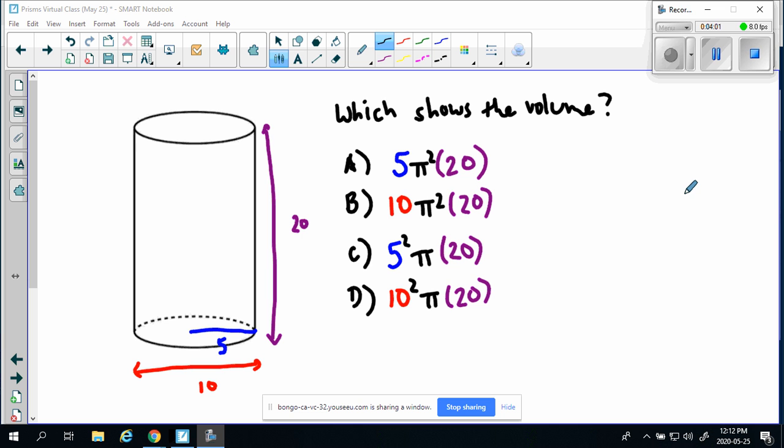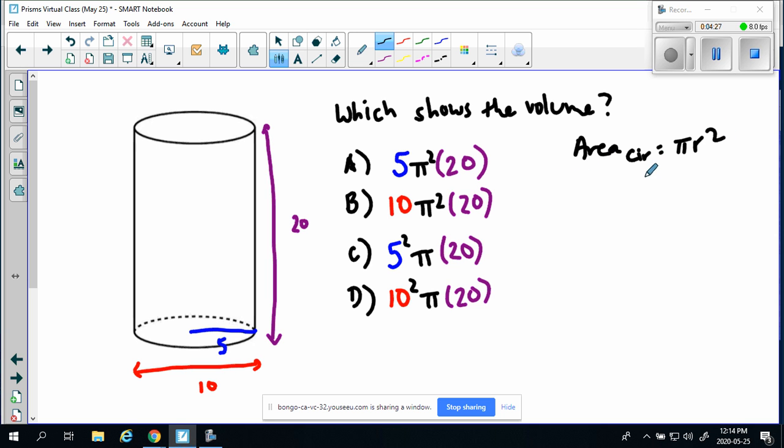So in this case, we have been given a cylinder, and I want to know which of these expressions is going to be what you type in if you want to find the volume. A cylinder is a prism, just like any other, which means that we can find the volume by taking the area of the base times the height. Just in this case, the base happens to be a circle. So the area of a circle is pi r squared.